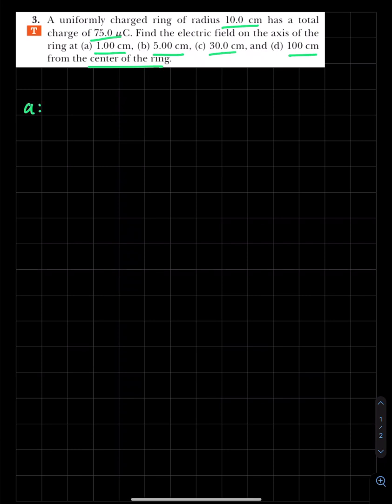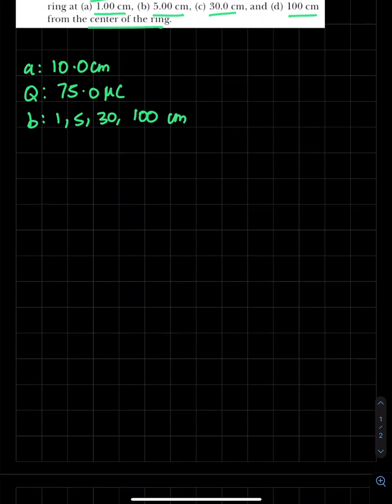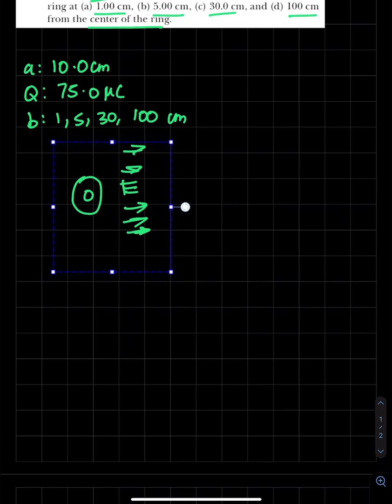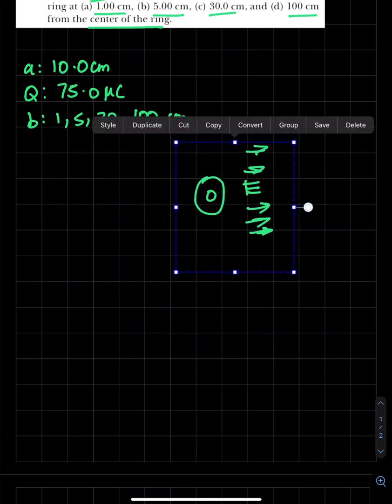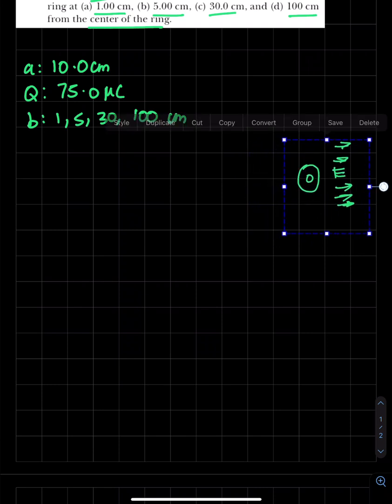So let me denote A to be the radius of 10 centimeters, capital Q, 75 microcoulombs, and B, the distance from the center of the ring of 1, 5, 30, 100 centimeters. Right away, we can extrapolate that because Q is positive, the direction of the electric field would be away from the element, which in this case is the charged ring. So whenever you see a question that has a positive Q, right away you know that the electric field would be pointing away from whatever the element it will be.